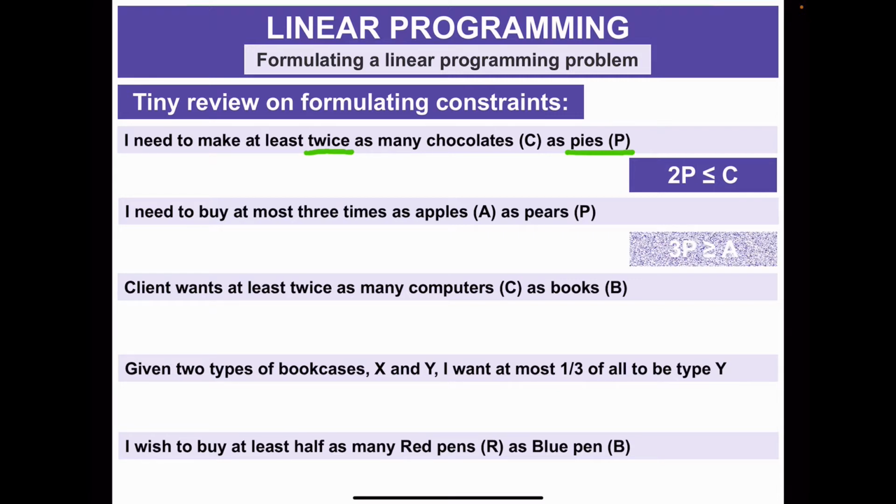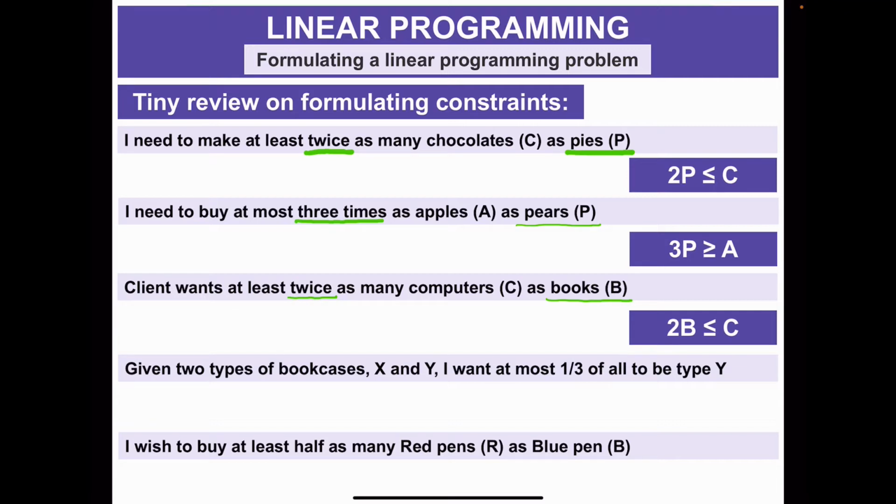For the second one, you should have at most 3 times. So 3 times goes with pears. And then at most, that means apples must be less or equal to 3p. The next one is twice goes with books. And computers are at least twice. That means C must be greater or equal to 2b.